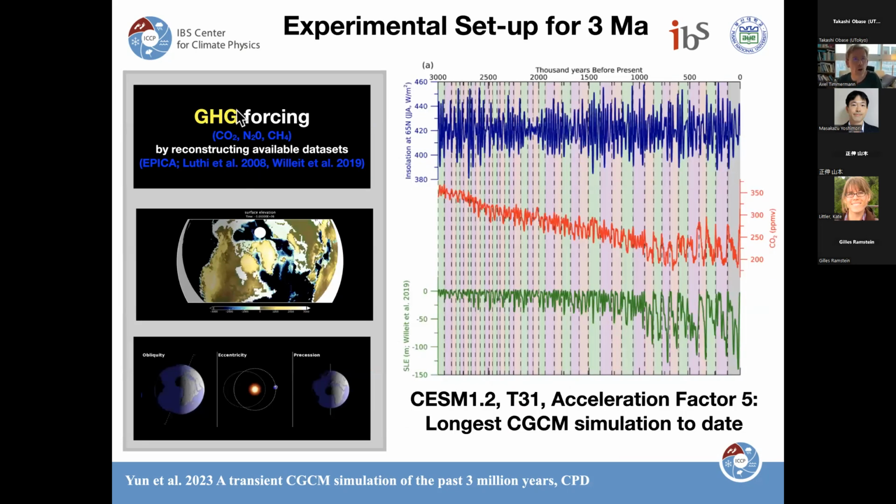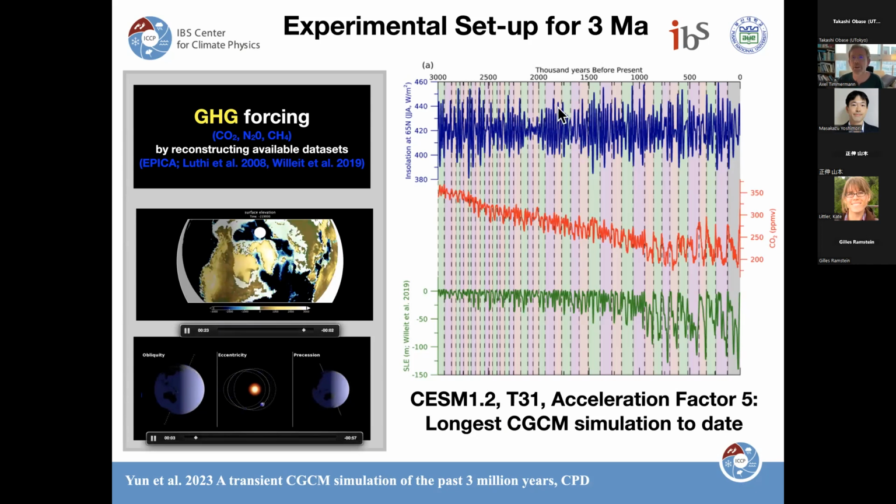So, of course, the greenhouse gas forcing is obtained in the way that I just described. We also have the ice sheet forcing for the last 3 million years from the same intermediate complexity model simulation. Again, I have to emphasize our model does not have a fully interactive carbon cycle and ice sheet, so we use the data generated by a simpler climate model. And of course, the orbital forcing is relatively straightforward.